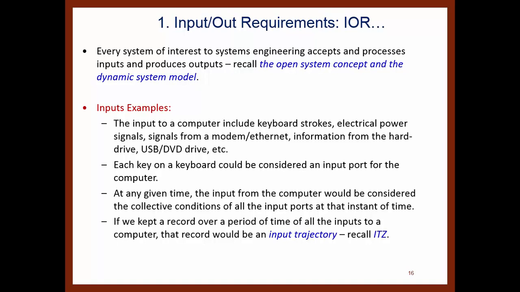So in the case of a computer, in the case of most systems, you'll see that there's not just one input coming at every time period. You might have multiple. Like in the case of the computer, you have people clicking on the keyboard, you can have the electrical source, you can have the internet connection, and so on. So if we keep a record over a period of time of all the inputs, that's what we call the input trajectory, as I mentioned already.